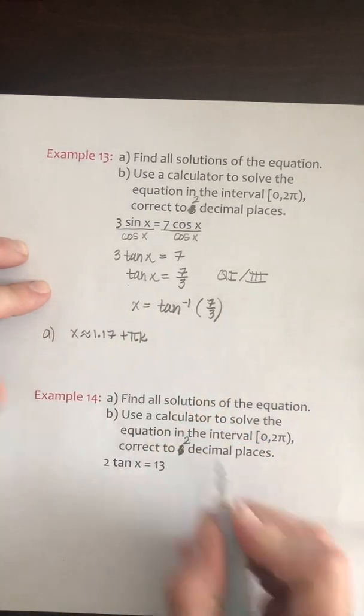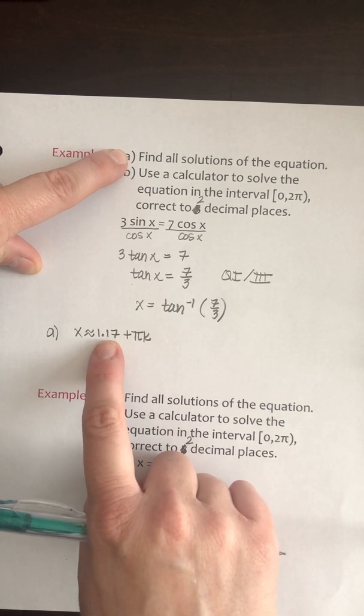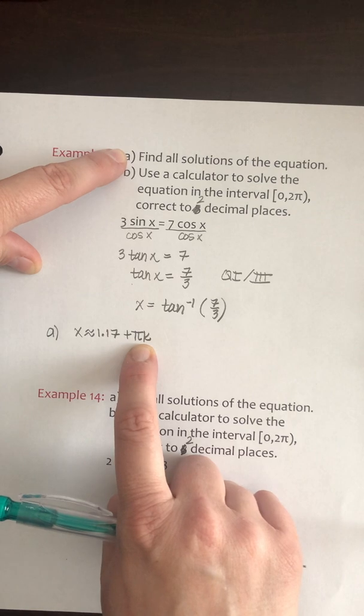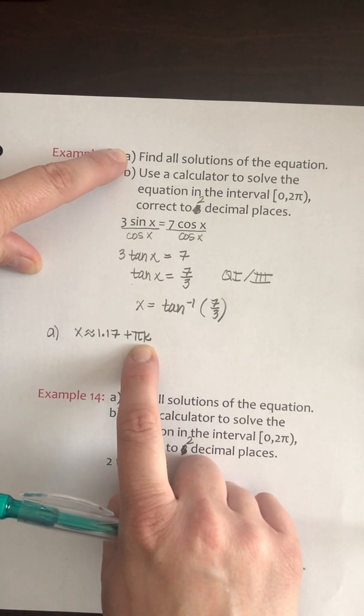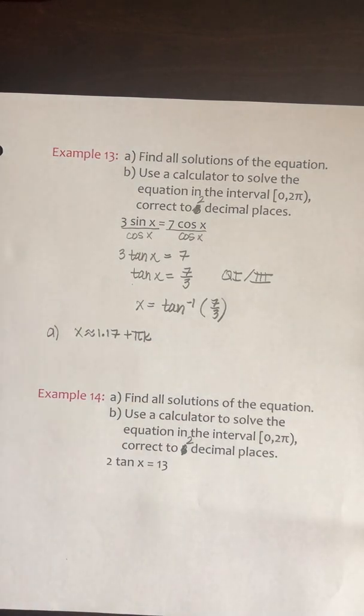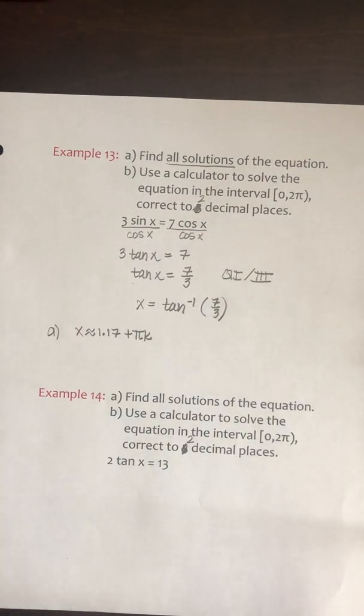That is my answer for letter A, because I'm in quadrant 1, I add a pi, that takes me to quadrant 3. I add 2 pi, it takes me back to quadrant 1. I add 3 pi, it takes me back to quadrant 3. So you see how if we add multiples of pi, it takes us back to those two quadrants. That's finding all of the solutions ever, ever, ever.